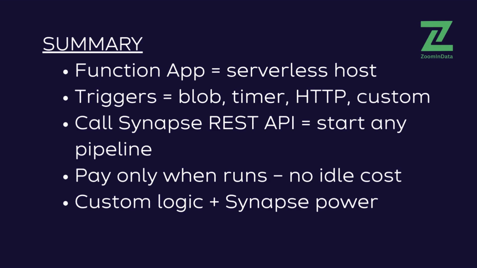What you learned today. Azure Functions is serverless code that runs only when triggered. Pick a trigger type: blob, timer, HTTP, anything you need. Call the Synapse Pipeline REST API from the function. Start pipelines smartly. Pay pennies only when it executes. Your pipelines now have unlimited custom triggers, super flexible.